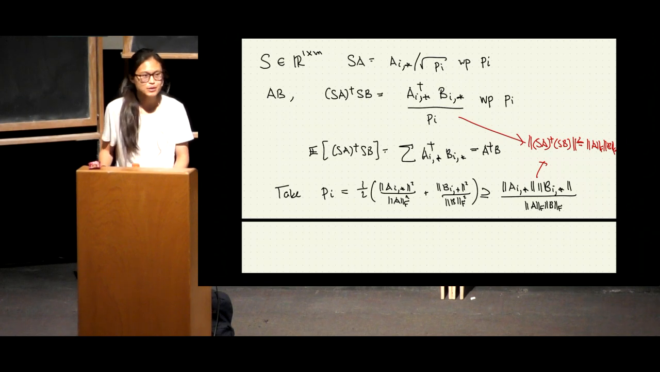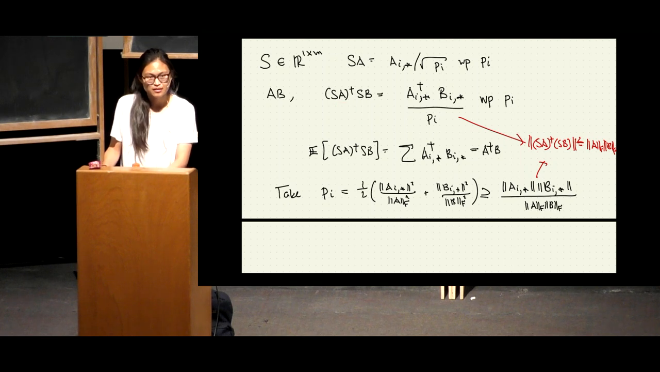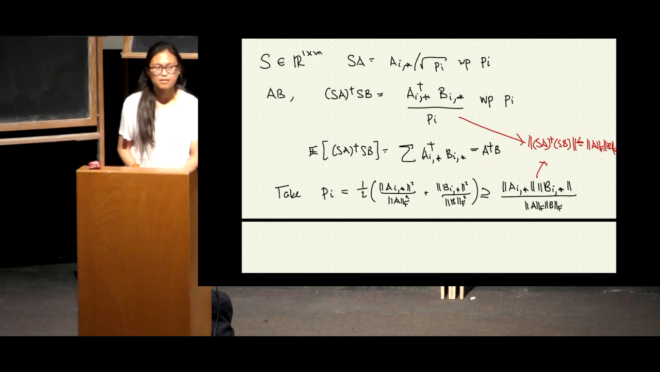And this allows me to use concentration inequalities to show that if you take a bunch of samples of this and then average them, it'll be an unbiased estimate. It'll converge quickly to A times B, A dagger times B. Okay.